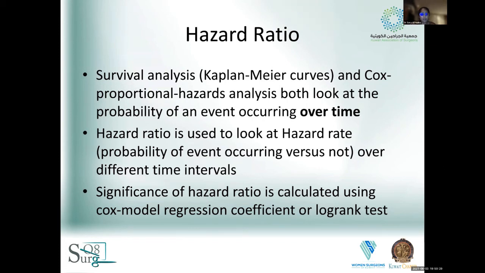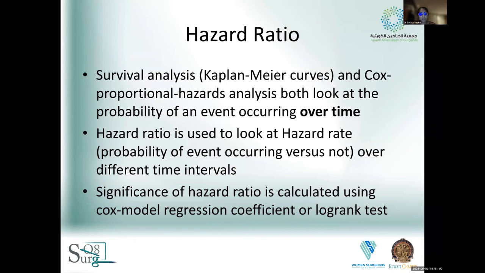Hazard ratio, you usually see it in something called a Cox proportional hazards analysis, which sounds really complicated, but they basically just look at the probability of an event occurring over time. So if you just think about it, how likely is it that an event occurs over time? That's what we're looking at. And again, it's looking at the hazard rates at different time intervals. So maybe you're looking at days, maybe you're looking at weeks, maybe you're looking at months.